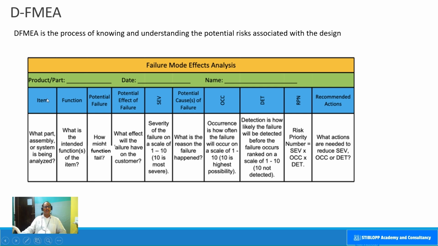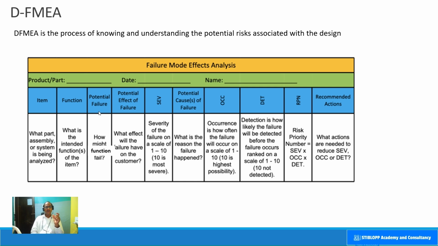Next is the potential failure mode. The potential failure mode is all about how the function might fail. It means what is that mode which causes the failure of that function. It is not the potential causes. So we should not get confused between the potential causes of the failure and the failure mode. Failure mode is more about the mode of failure only.